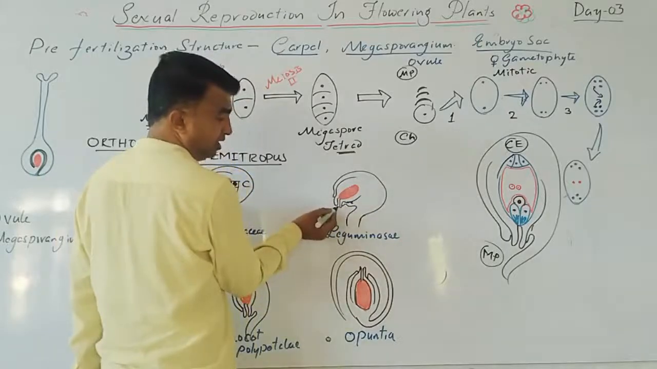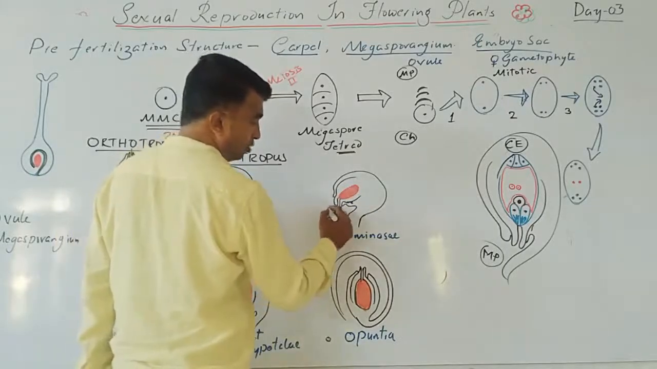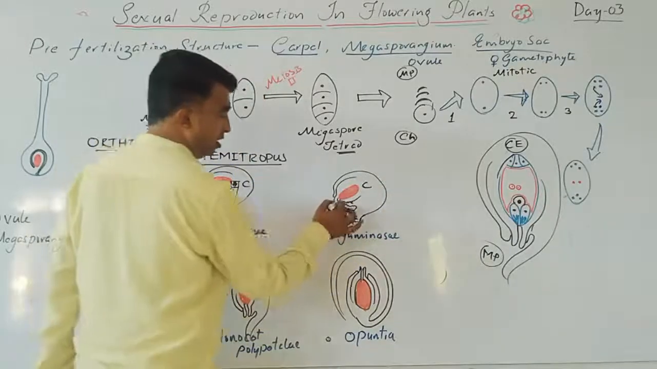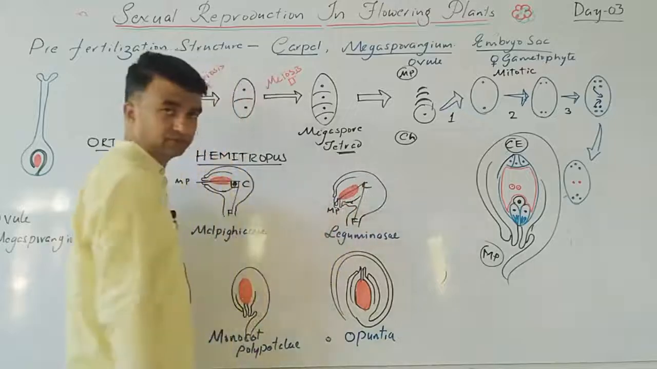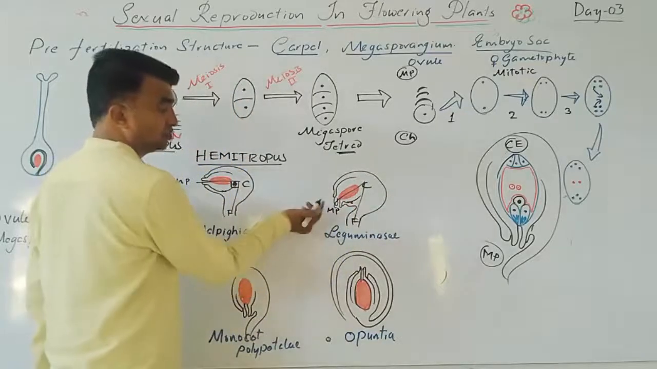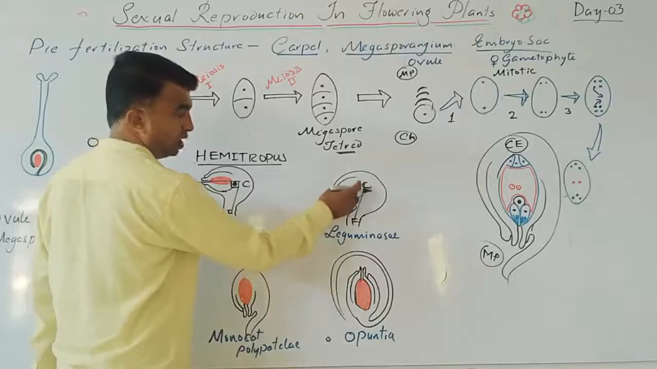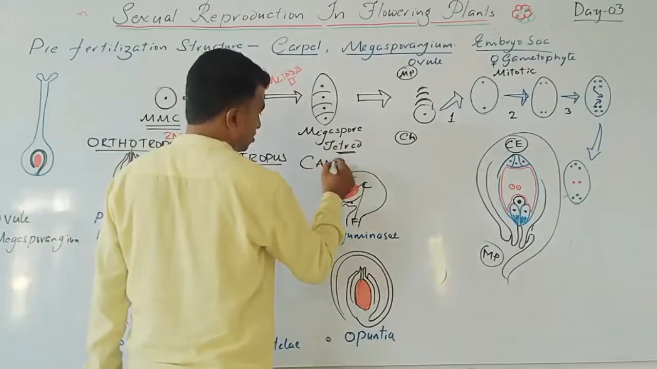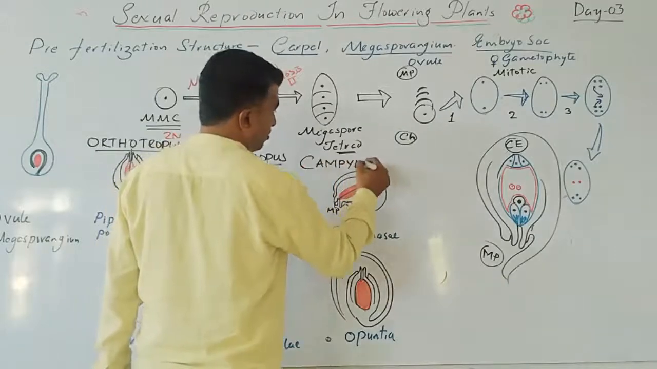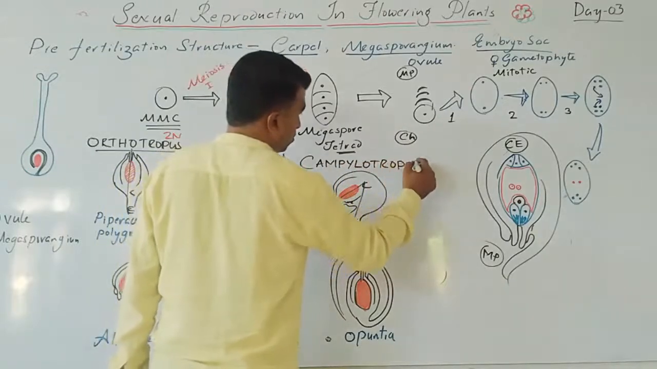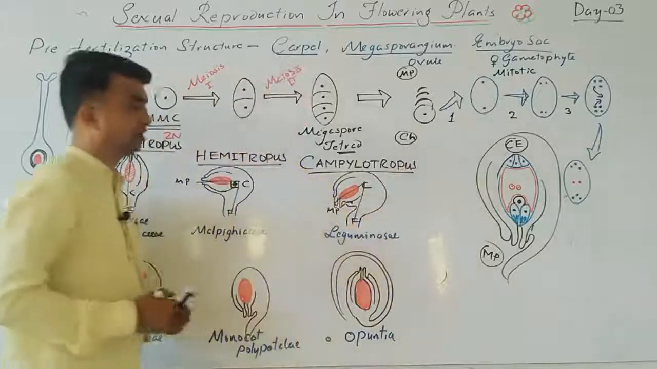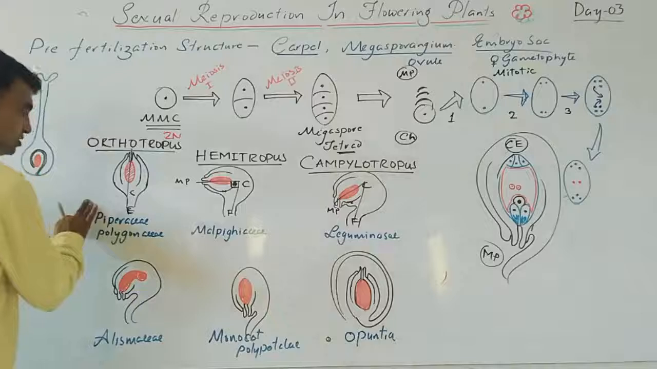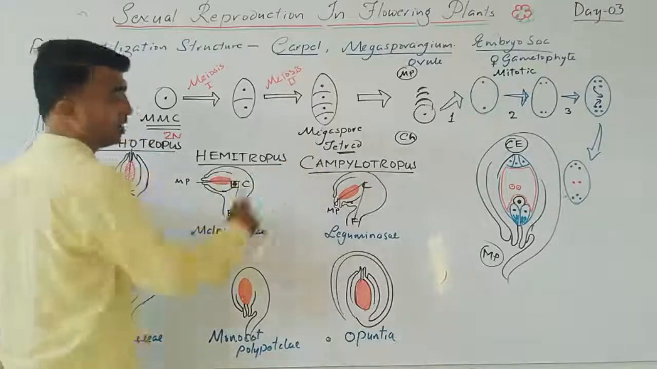Almost the micropyle is near to the funicle, and the chalaza is on the opposite side. Here you can see almost 40 degrees. So only this integument is curved, the embryo sac is still straight. So this is campylotropous, seen in leguminous plants. So we have orthotropous, hemitropous, campylotropous.